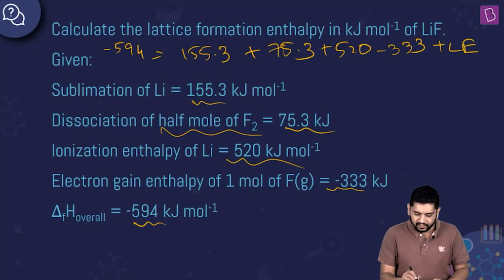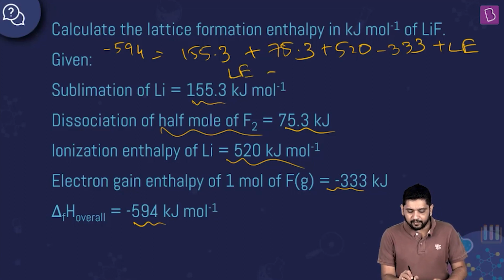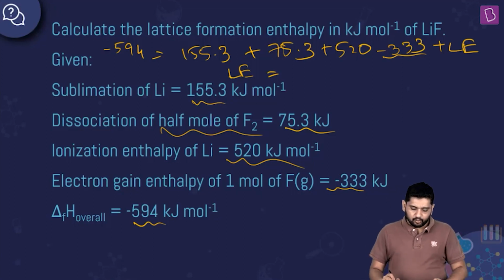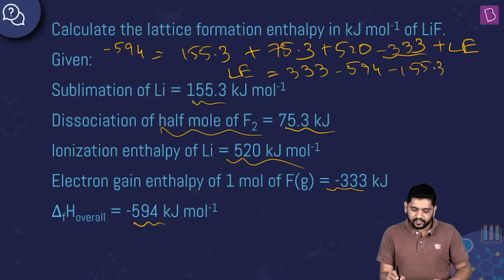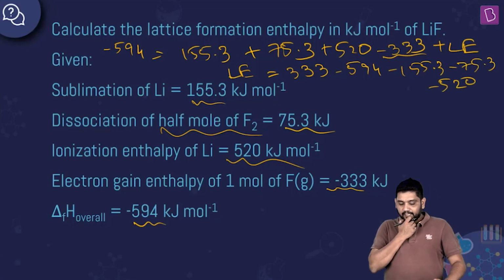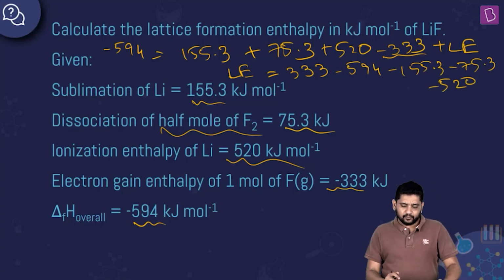Let's rearrange this. The lattice energy will be equal to, when I take these to the other side, this becomes positive and all other things are going to be negative. So I get 333 minus 594 minus 155.3 minus 75.3 minus 520. Not a very good calculation, but yeah, who cares?